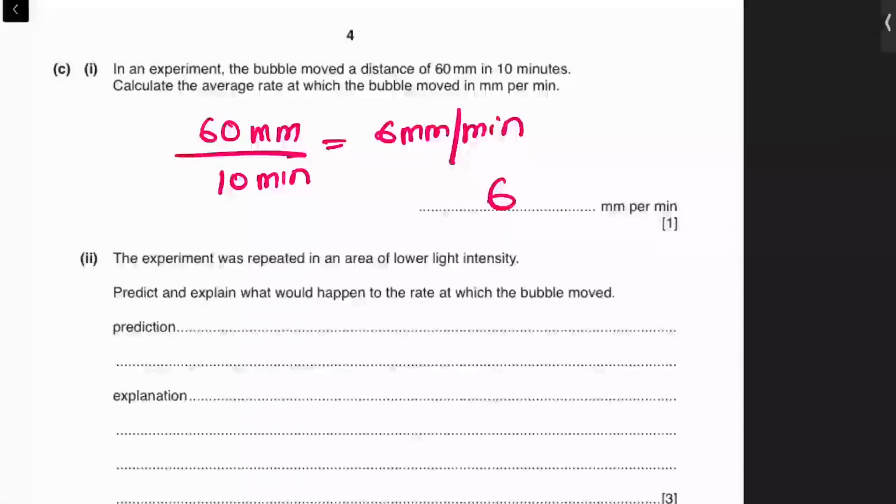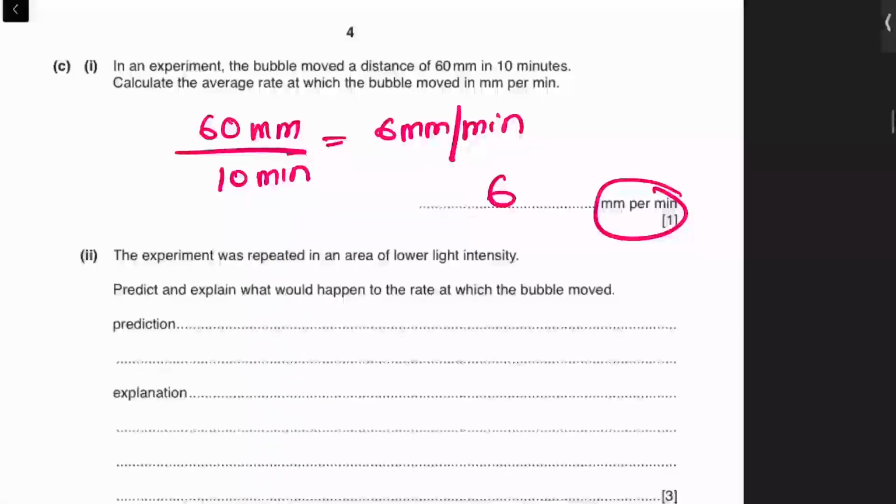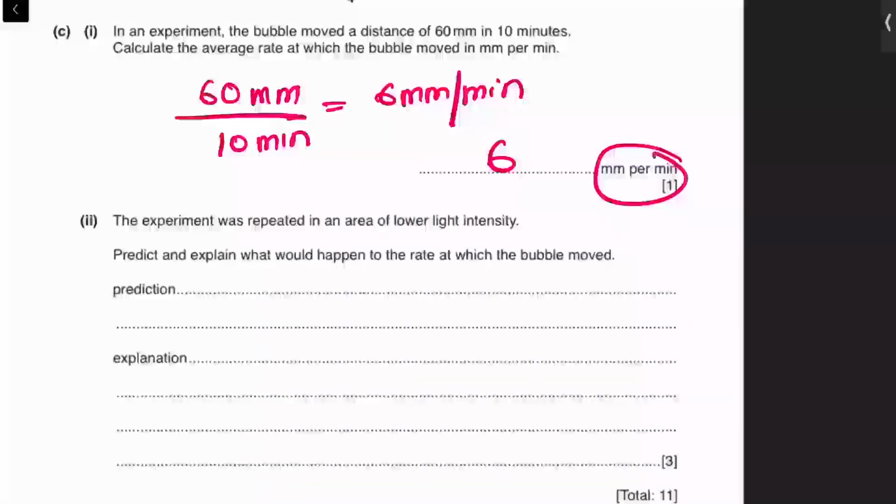If the units are given, well and good. If the units are not given, they usually give 1 mark for the units, right? Sometimes they will say, if the answer is not given with the units, you get 0. So don't get 0. The experiment was repeated in an area of lower light intensity.